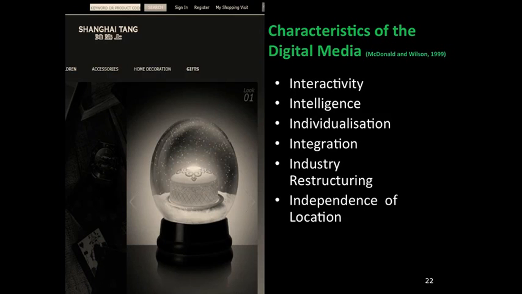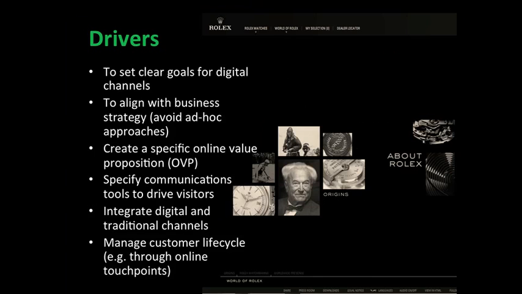So what are the characteristics of this digital media? Well, as McDonald and Winston point out in 1999, it's about interactivity, intelligence, individualism, integration, industry restructuring and independence of location. And the drivers of this is to really set clear goals for the digital channels. It's about aligning the business with the strategy, avoiding those sort of ad hoc approaches.